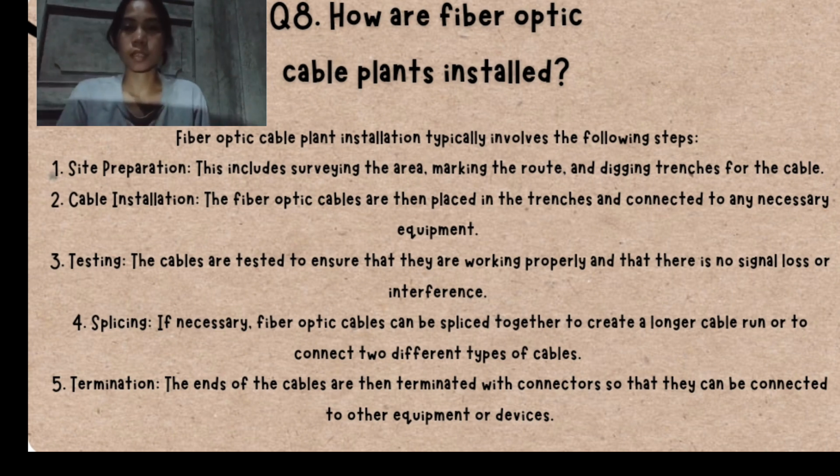Third is testing. The cables are tested to ensure that they are working properly and that there is no signal loss or interference. Fourth is splicing. If necessary, fiber optic cables can be spliced together to create a longer cable run or to connect two different types of cables. The fifth one is termination. The ends of the cables are then terminated with connectors so that they can be connected to other equipment or devices. That's all.